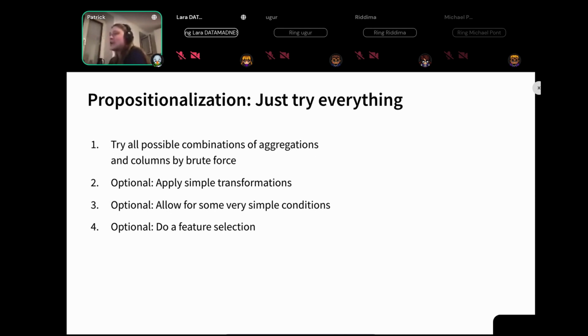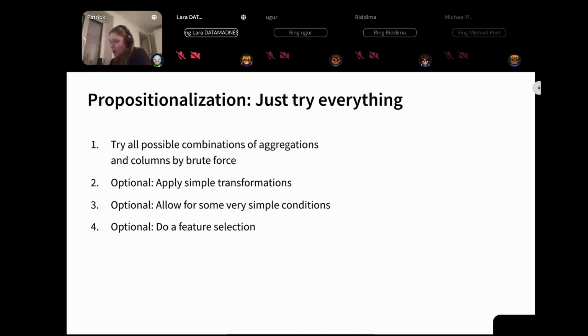And optionally, I actually would strongly recommend that you do this. You should also do a feature selection. It is very, very likely that you're going to end up with lots and lots of features if you use propositionalization, and most of these features are going to be garbage. So you really want to pick out the features that you really need. Otherwise, these features are going to clog your data science pipeline.